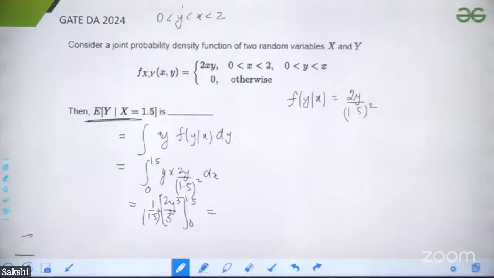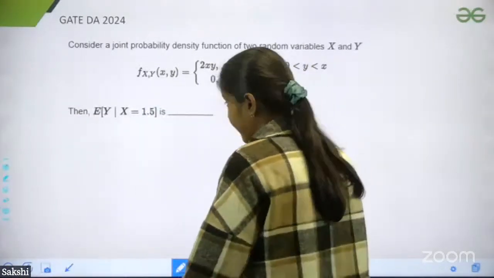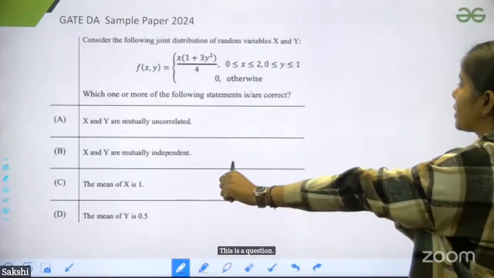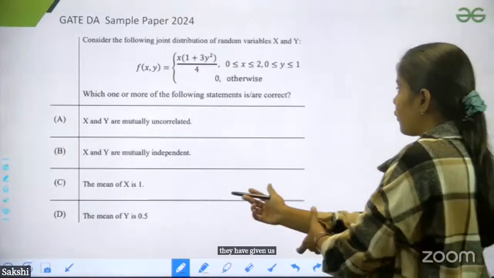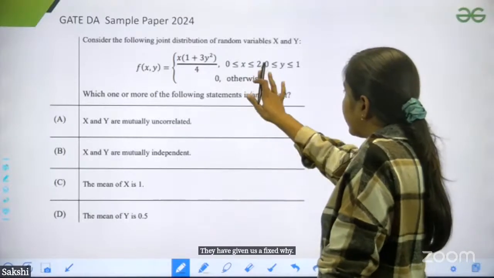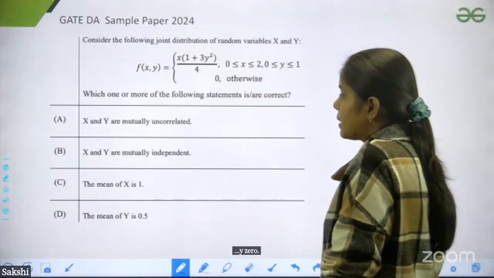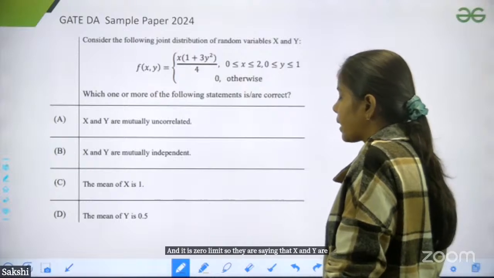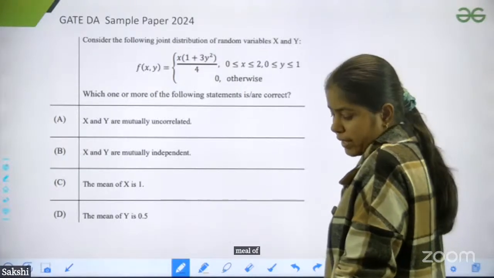Okay, let's move to the next question. This is again a sample paper question. They have given us the joint distribution of random variables. They have given us f of xy, that is x into 1 plus 3y square by 4, for x from 0 to 2 and y from 0 to 1, and it is 0 elsewhere. They are saying that x and y are mutually uncorrelated, x and y are mutually independent, mean of x is 1 and mean of y is 1, which is true.